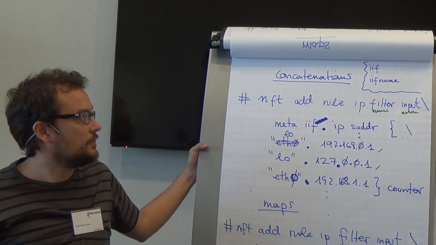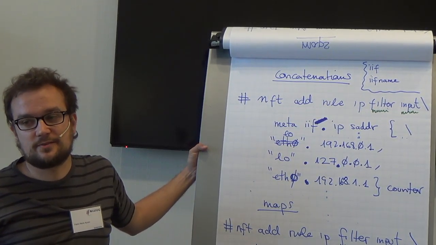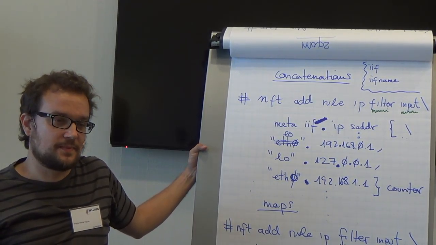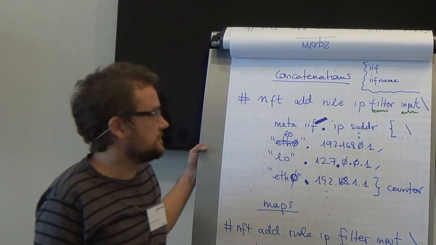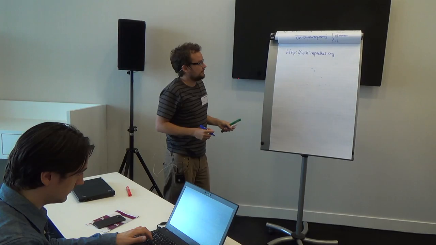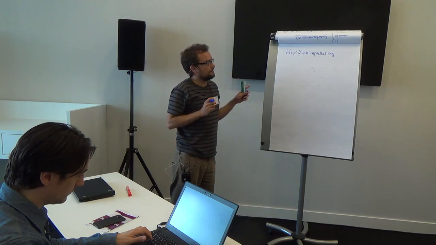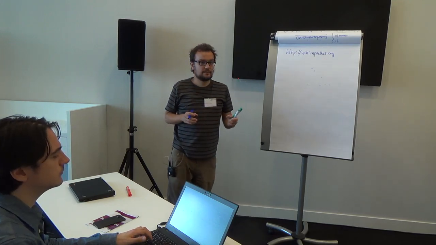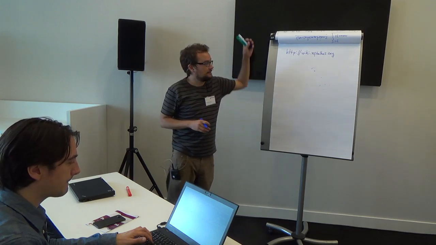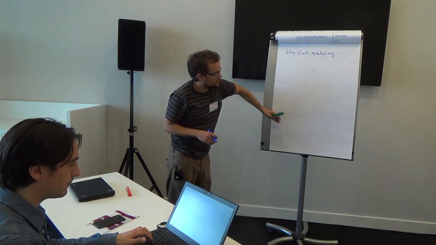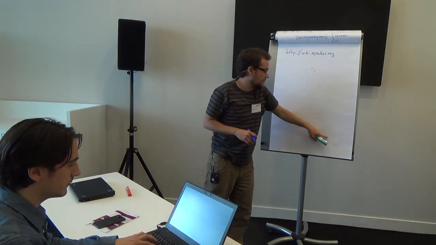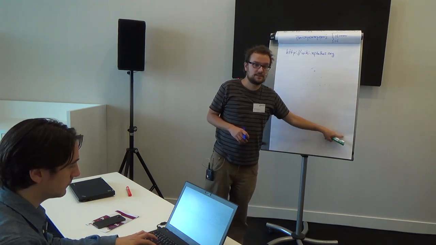So yes, potentially we will have concatenations for every selector, but now we have some little limitations. And so yeah, nftables.org, you have a wiki page with user documentation. And at the bottom of it, you will find a list of supported features.